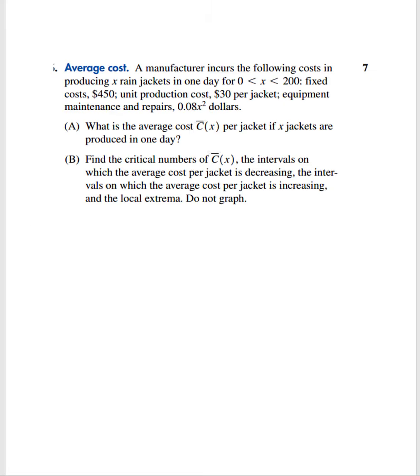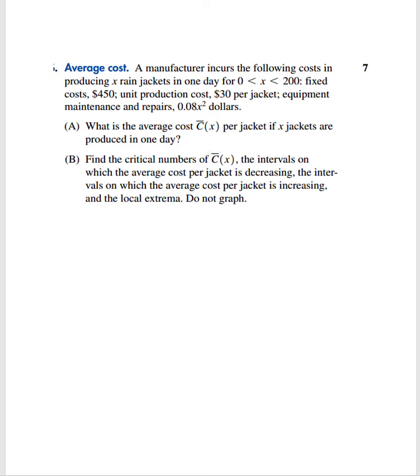The last one we have is a manufacturer incurs the following costs in producing x rain jackets in a day for x between 0 and 200. There are fixed costs of $450. Unit production cost of $30 per jacket, equipment maintenance and repairs, that's 0.08 x squared dollars. A says, what is the average cost C bar of x per jacket if x jackets are produced in a day?